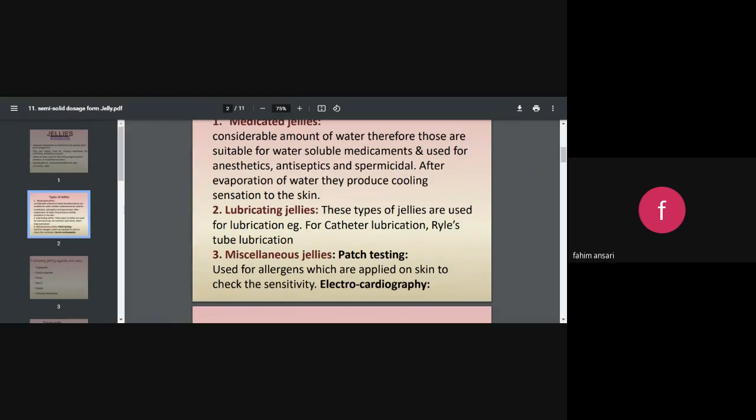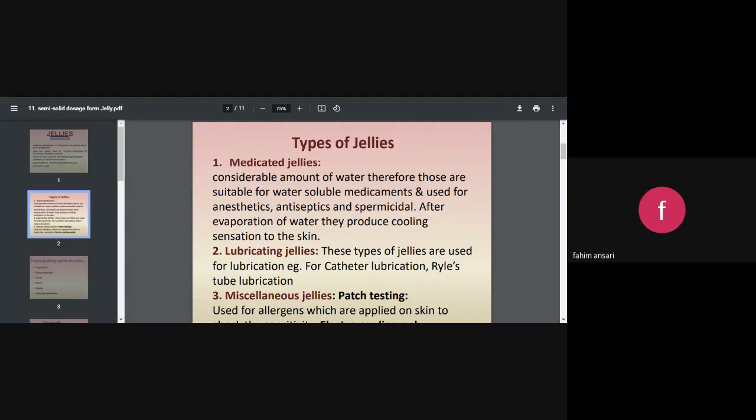First is the medicated jellies. As the name indicates, these are jellies which contain medicine in their formulations and are used medicinally, and they have some pharmacological properties. They may be anesthetic jellies, antiseptic jellies, spermicidal jellies, or any other suitable medicine-containing jellies. When we apply these jellies on the skin, they evaporate water and produce a cooling effect or sensation on the skin, and produce a local anesthetic type effect.